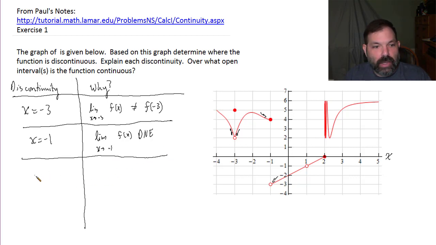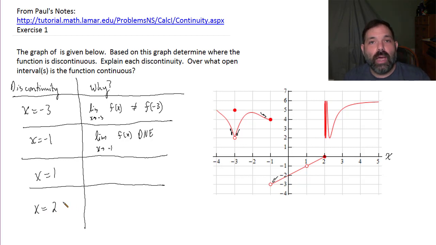The next discontinuity is at x equals 1, and then again at x equals 2 we have a discontinuity. Explain the reasoning behind those discontinuities. At x equals 1, the limit exists. As we approach 1 from the left and from the right, the limit exists and is -1. However, the function is not defined at x equals 1. F of 1 is not defined. Discontinuity.